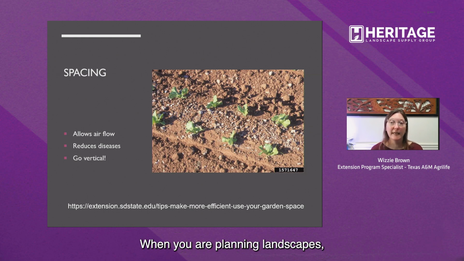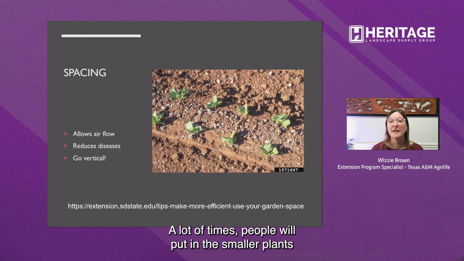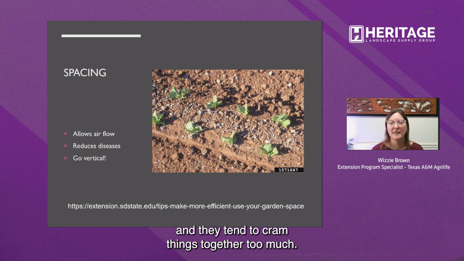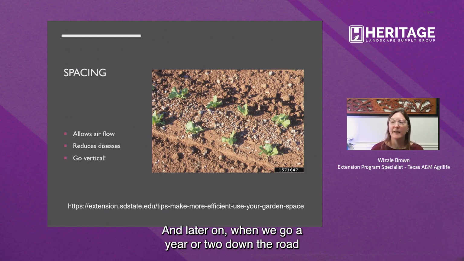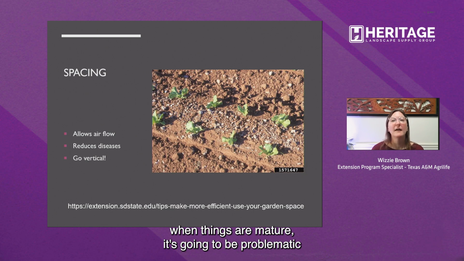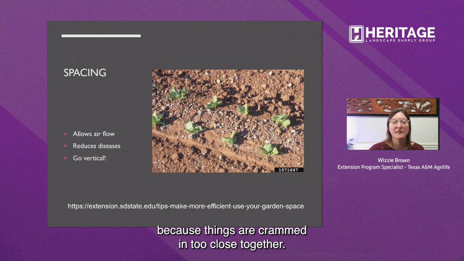When you are planning landscapes, you need to make sure that you're planning for the mature size of whatever it is that you're planting. A lot of times people will put in the smaller plants that are going to grow, and they tend to cram things together too much. And later on, when we go a year or two down the road, when things are mature, it's going to be problematic because things are crammed in too close together.